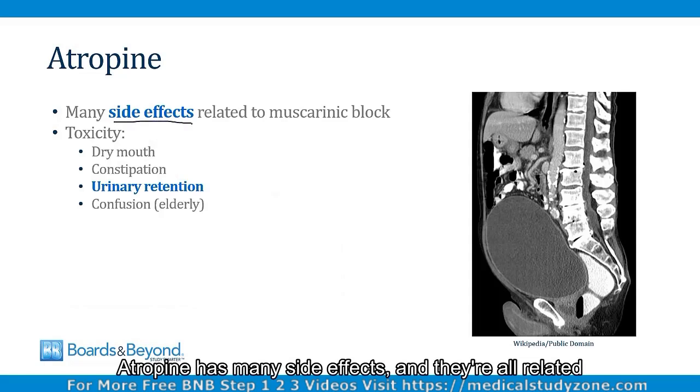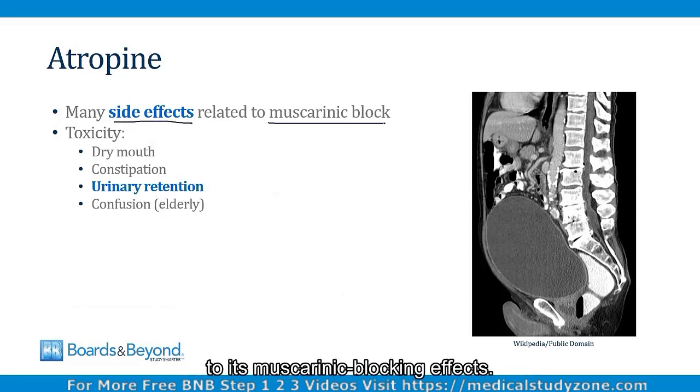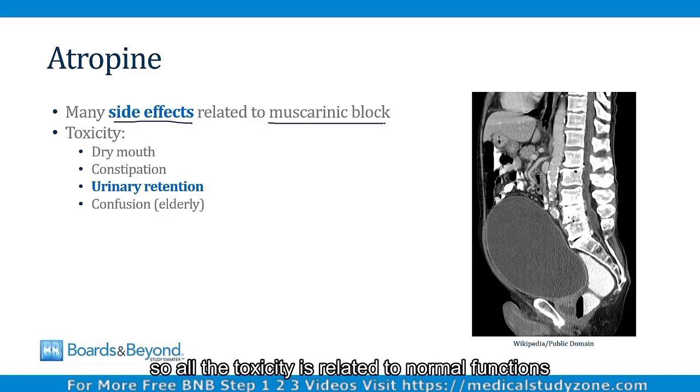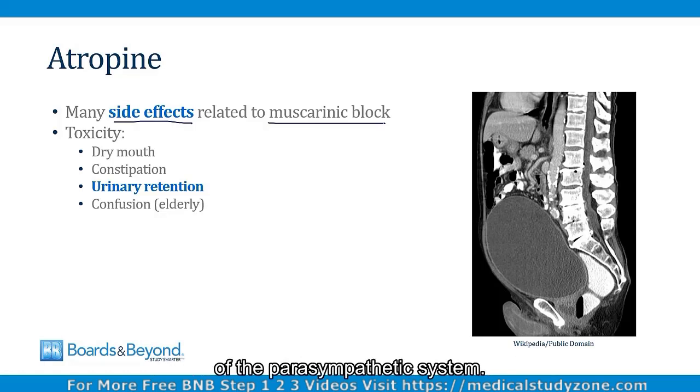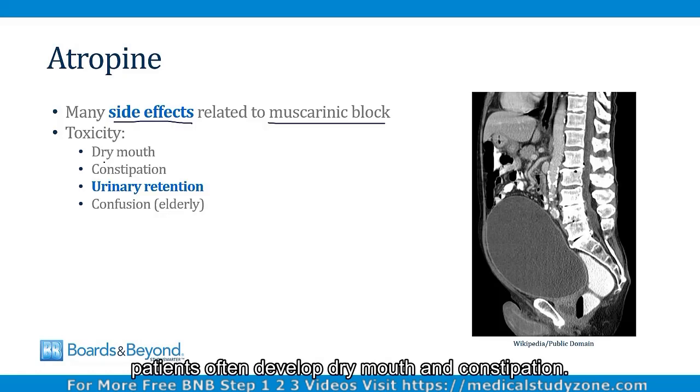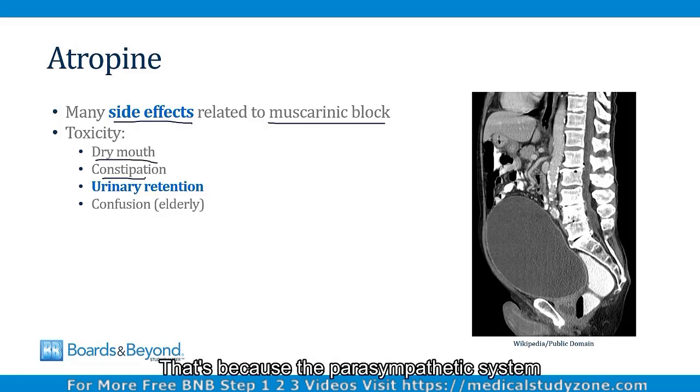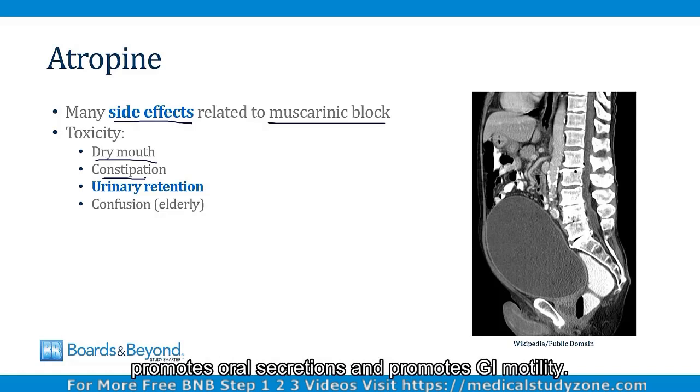Atropine has many side effects, and they're all related to its muscarinic blocking effects. Basically, what atropine does is shut down the parasympathetic nervous system, so all the toxicity is related to normal functions of the parasympathetic system. So for example, patients often develop dry mouth and constipation. That's because the parasympathetic system promotes oral secretions and promotes GI motility.